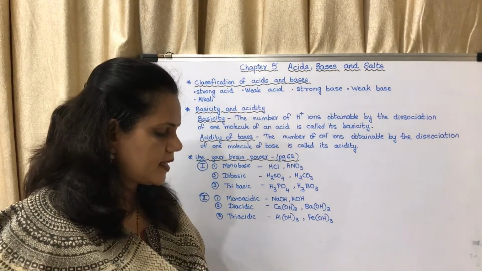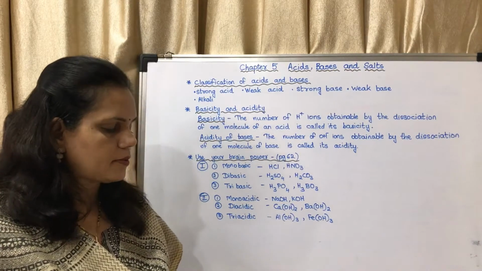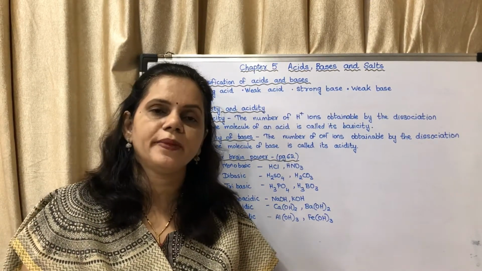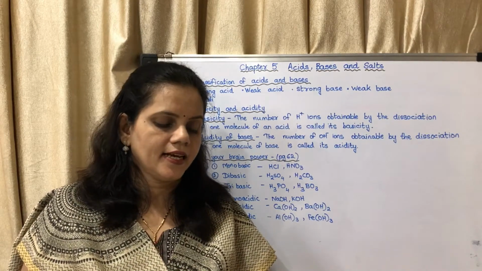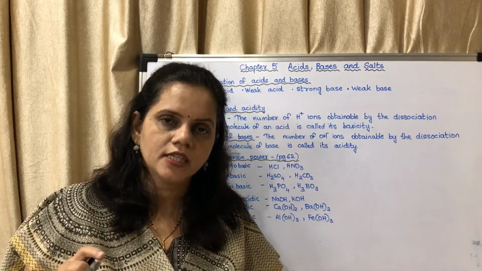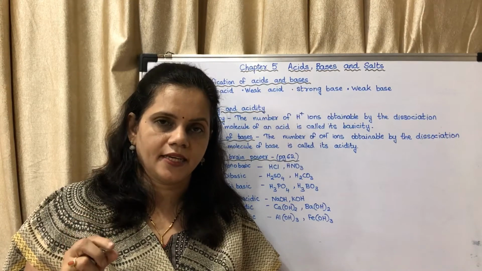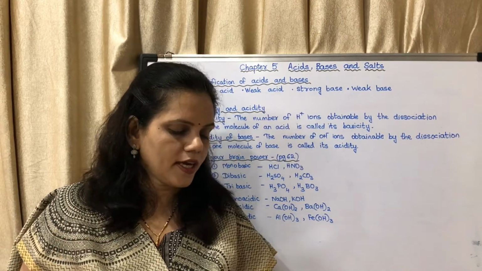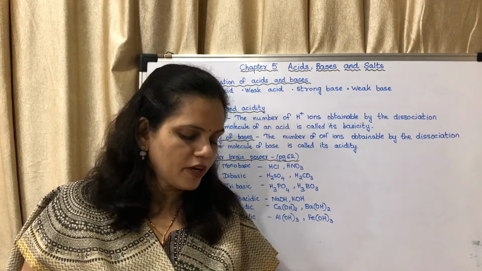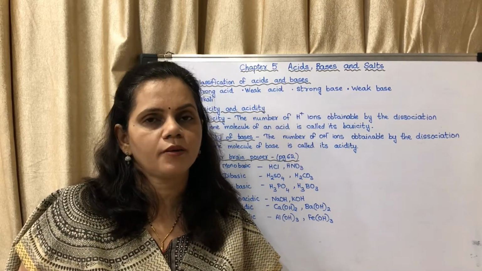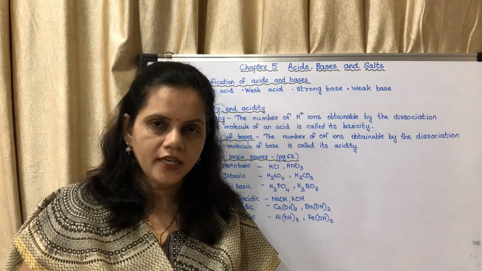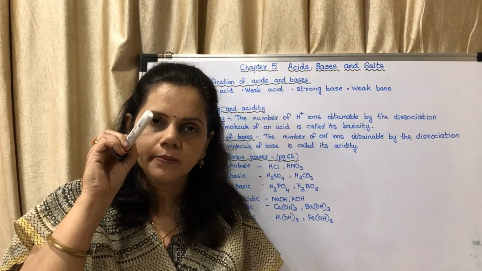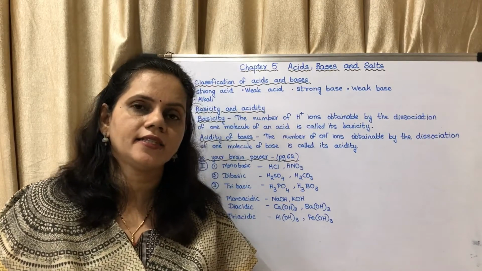First we will see there is a table given on page number 61. First we will find out the basicity of acids. They have given different acids. You have to write the basicity. Basicity means how many hydrogen ions. In HCl the number of H plus ions obtained from one molecule will be 1, so its basicity is 1. You may write 1 below HCl in that table.